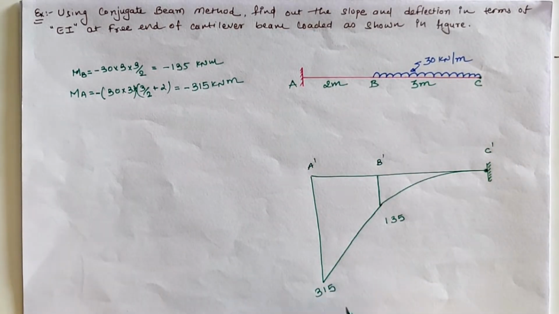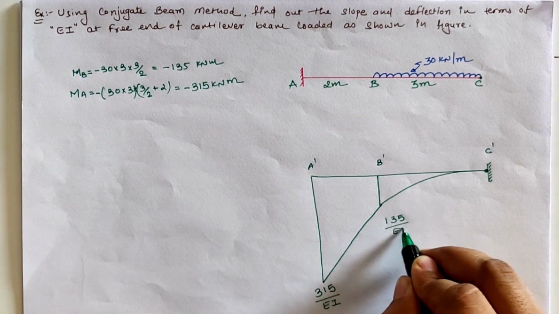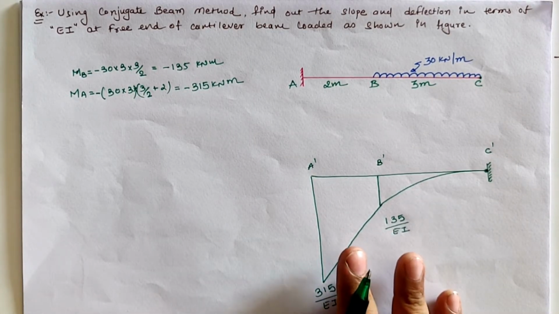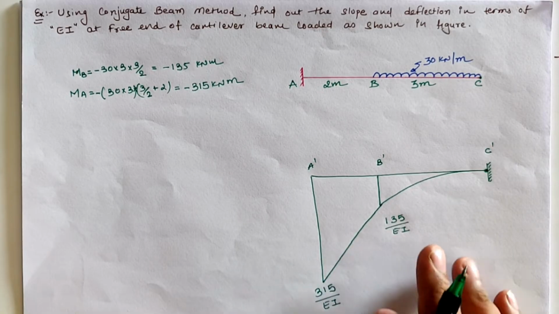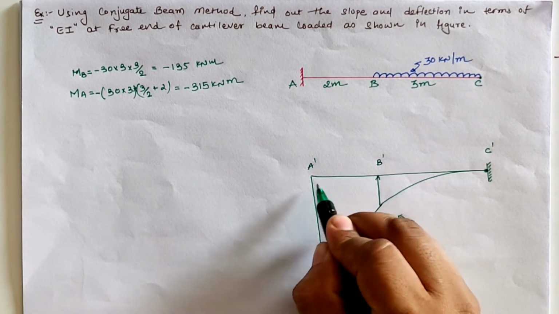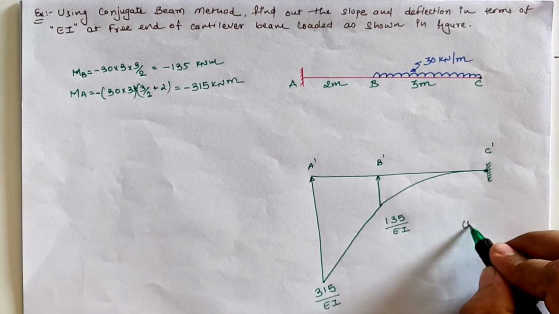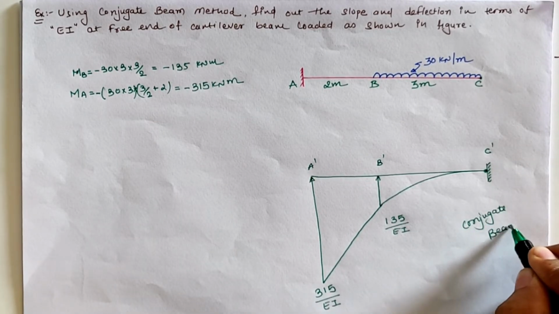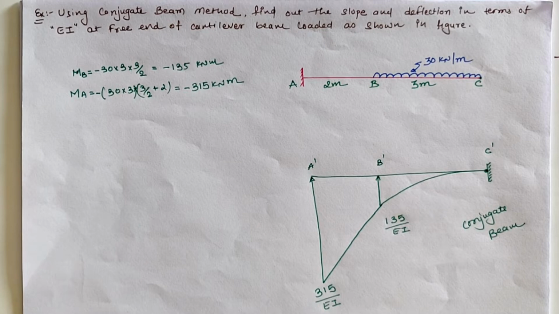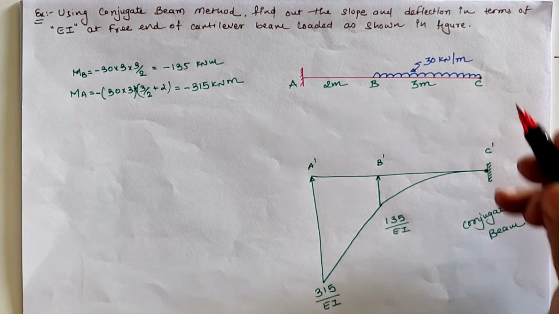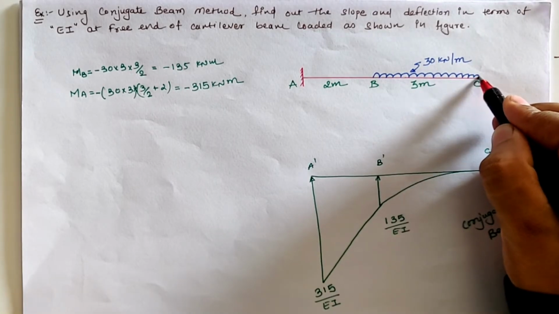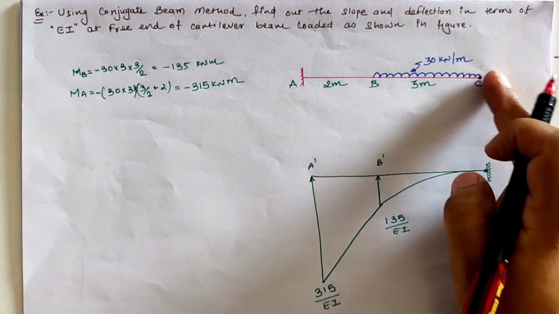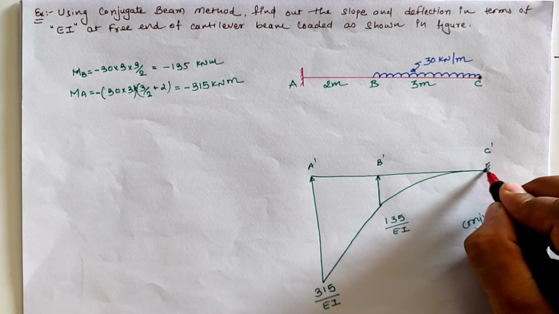And this value must be divided by the flexural rigidity EI. So the M over EI diagram is converted into the loading in the conjugate beam. Now we have to calculate the slope and deflection at the free end. It means at location C. So the corresponding location in the conjugate beam is C dash.